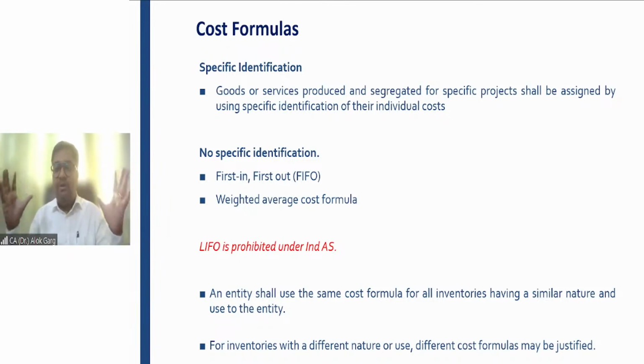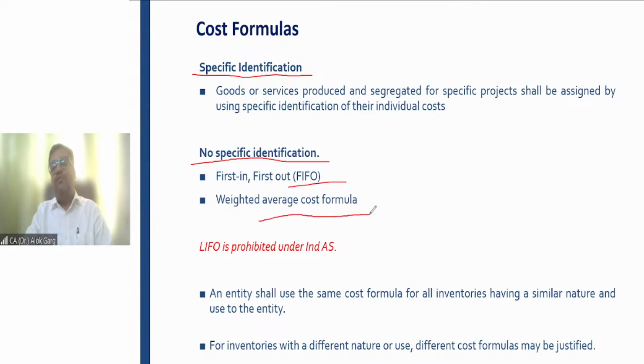Maruti will not be able to identify the cost of each car separately, because each car is the same, similar. Have you understood this fact? So friends, if there is a specific identification, life is very simple. You need to determine the cost of that particular item for the valuation of the closing stock. If there is no specific identification, then you need to apply either FIFO or the weighted average cost formula.